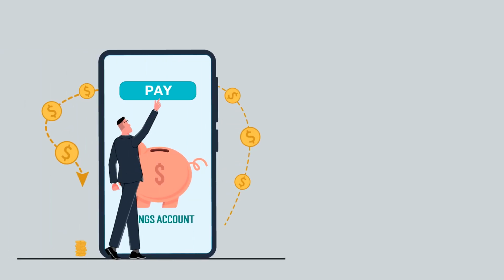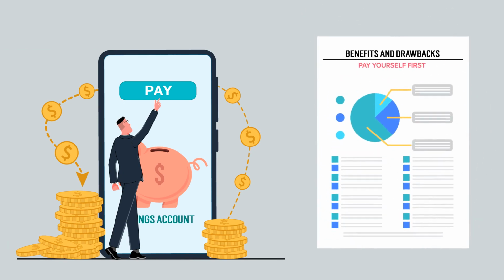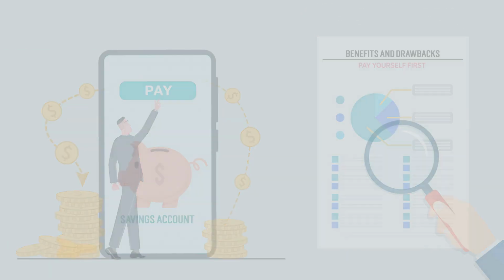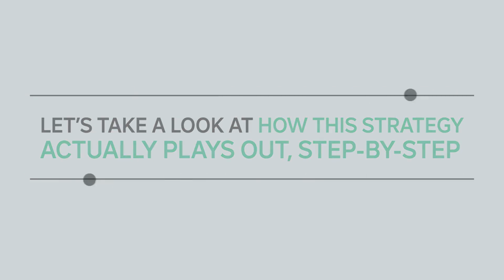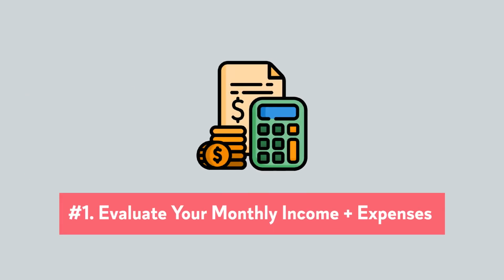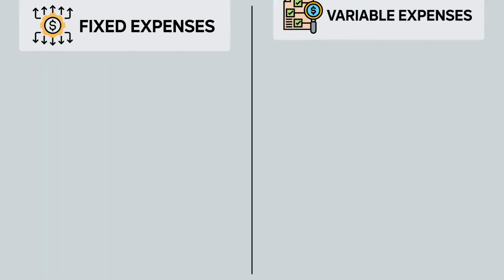Now that you know what it means to pay yourself first and have had a moment to consider the potential benefits and drawbacks, let's take a look at how this strategy actually plays out step by step. One, evaluate your monthly income and expenses. Before you decide on the amount you want to save each month, take a look at both your fixed and variable expenses.